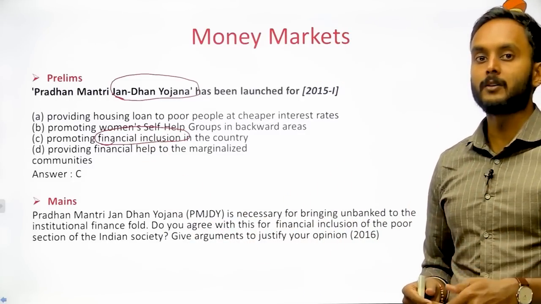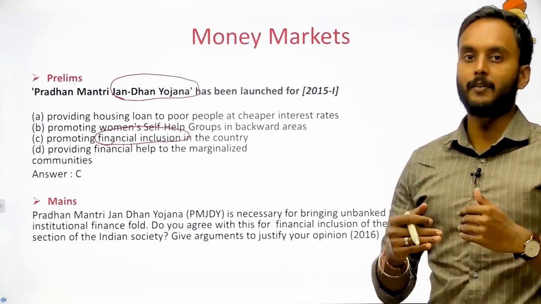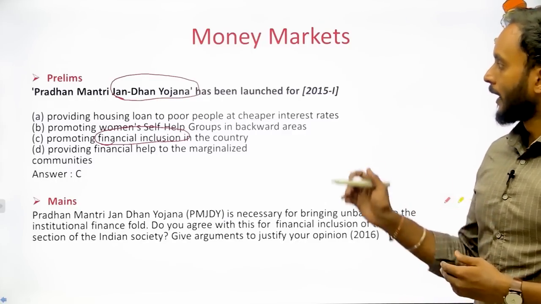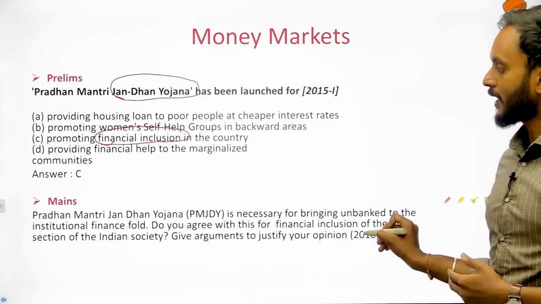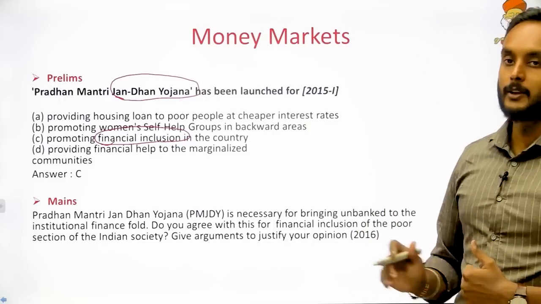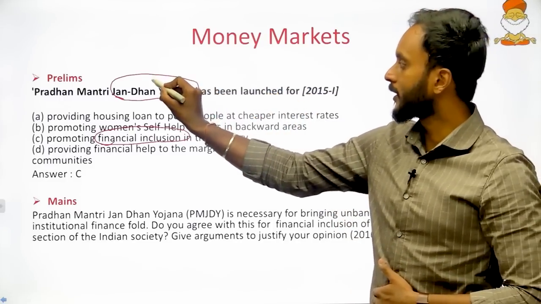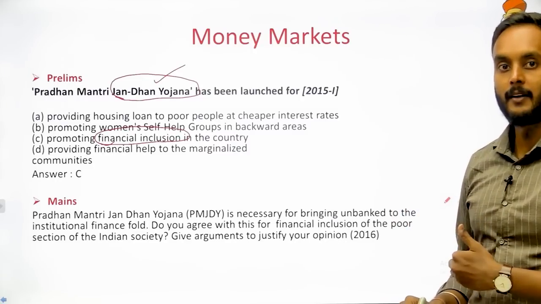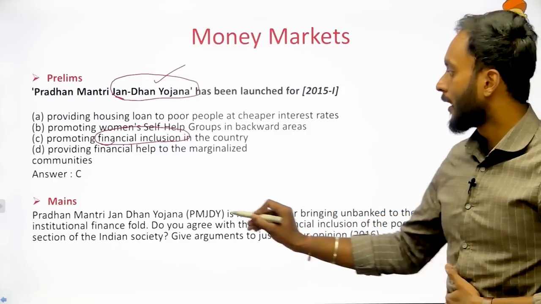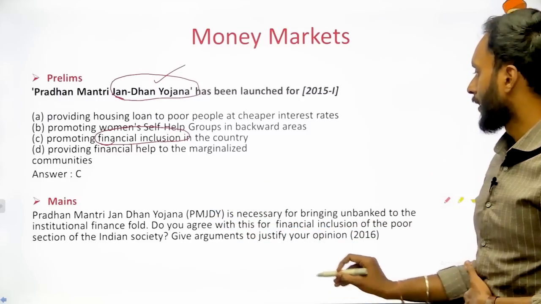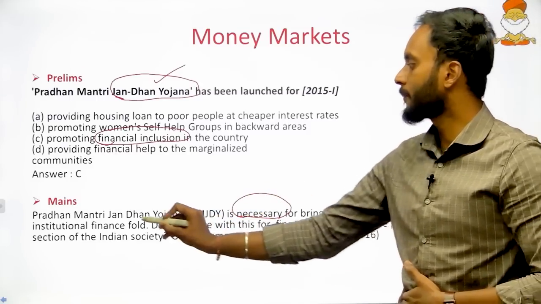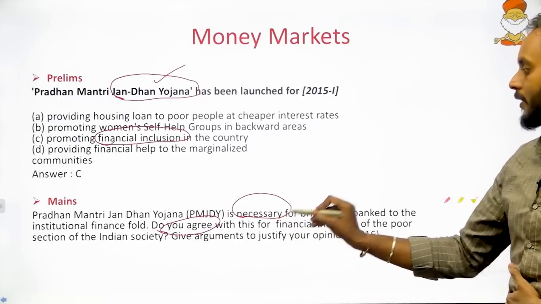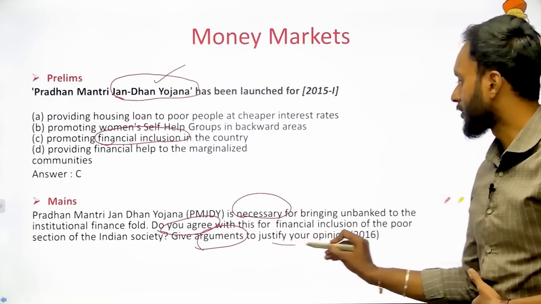Now again it is in the news because the Jan Dhan Yojana has achieved 40 crore. It has covered more than 40 crore people and facilitated the opening of bank accounts. And if you notice, in 2016, a question was asked in the mains related to Jan Dhan Yojana. The prelims question is about what Jan Dhan Yojana is as a scheme and what it was launched for. But in 2016, on its first anniversary, the question was whether Pradhan Mantri Jan Dhan Yojana is necessary for bringing people into the institutional financial fold. They are also asking, do you agree with a particular view, and they say give arguments to justify your opinion.